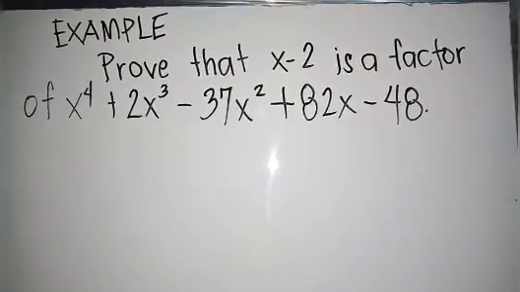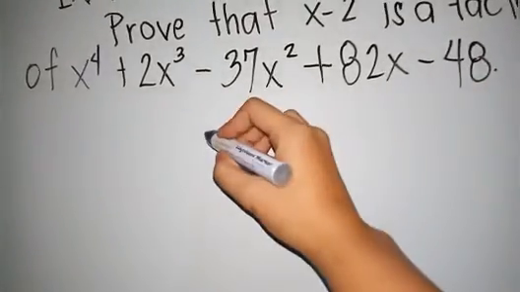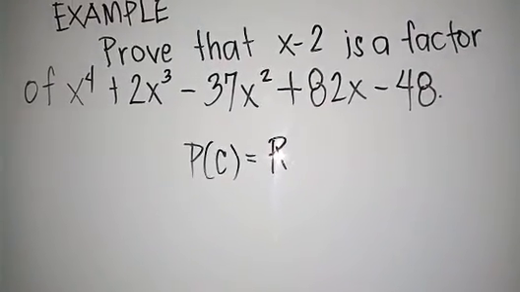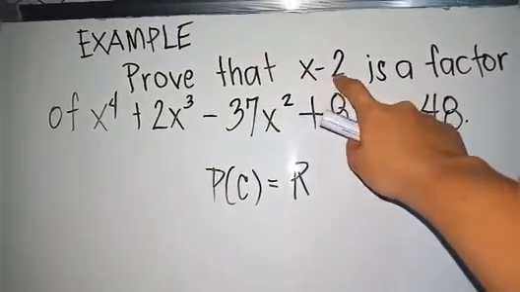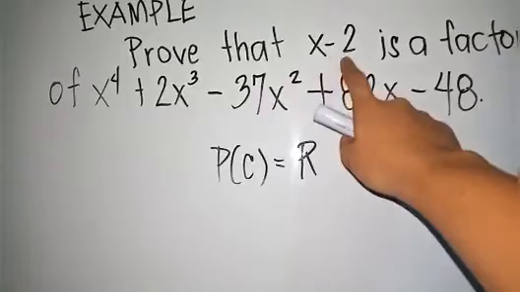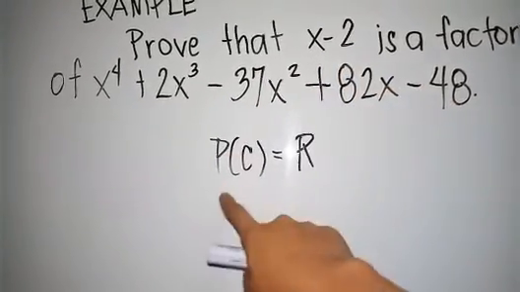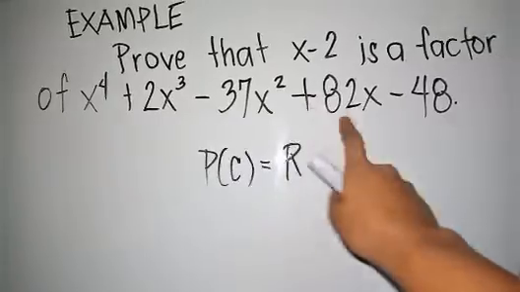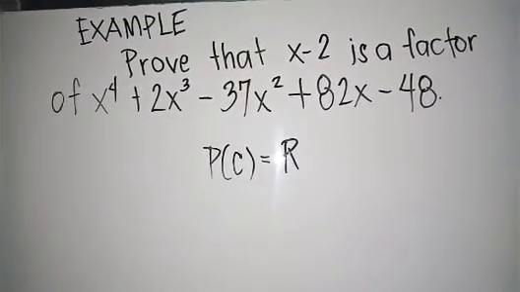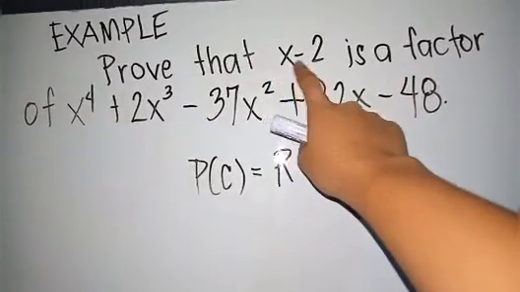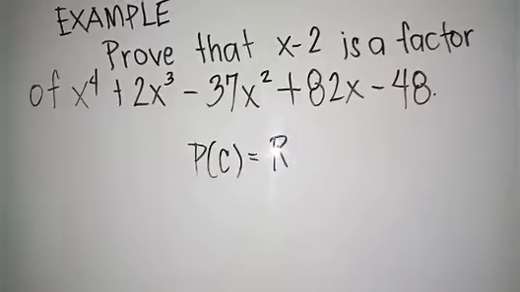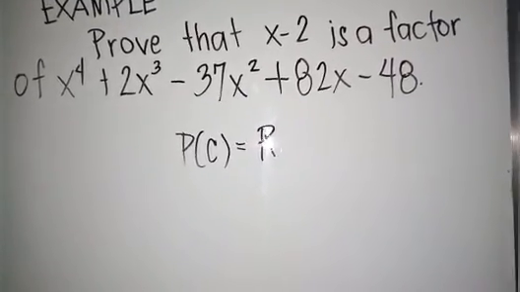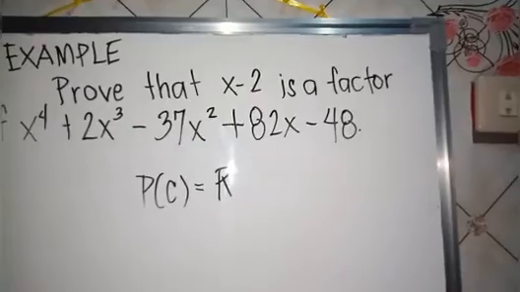So doon sa ating remainder theorem, sinasabi natin na yung ating p of c will be the remainder. So dito, binigay yung ating remainder which is yung ating x minus 2. So i-equate lang natin ito sa 0 para yun na yung ating magiging p of c. Then, yung ating p of c or yung ating remainder ay isa-substitute natin sa ating mga x dito. Then, kapag nag-equal siya sa 0, ibig sabihin, itong given na remainder will be a factor of this given na x raised to 4 plus 2x cubed minus 37x squared plus 82x minus 48.